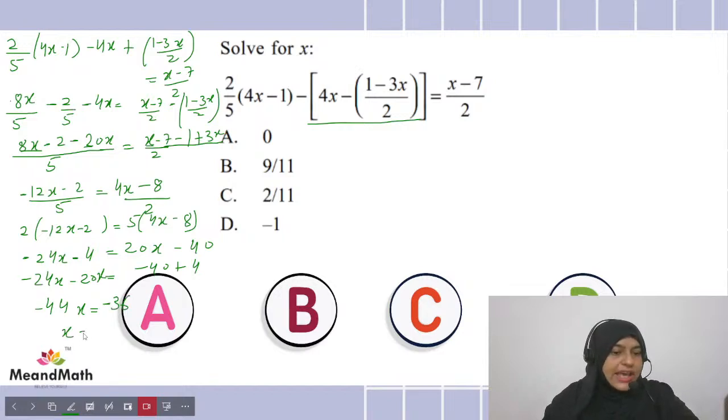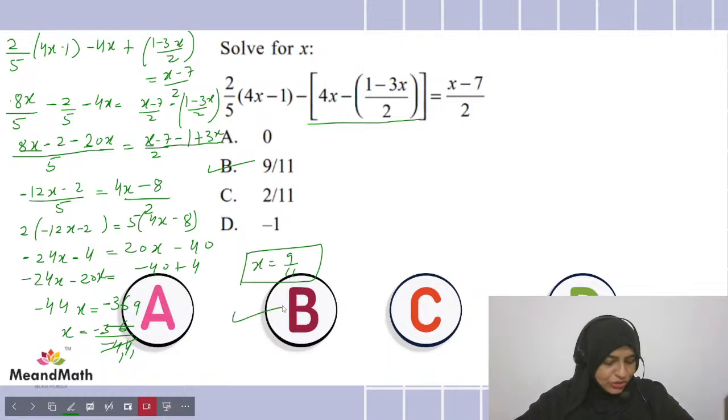Okay, so x will be minus 36 divided by minus 44. Now 4 ones are 4, 4 ones are 4, 9 by 11. So the answer is 9 by 11. So the correct option is B.